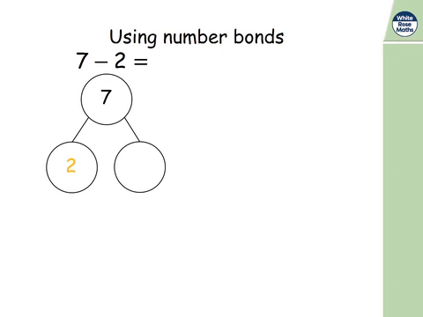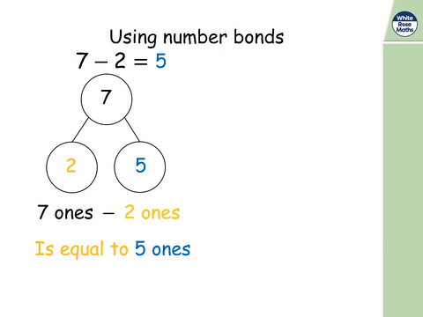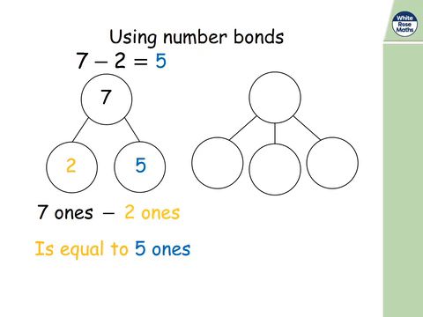7 take away 2. Well, using a part-whole model, we can see that 7 is the whole and 2 is one of the parts. We also know that 7 ones take away 2 ones is equal to 5. Let's take a look at this one.